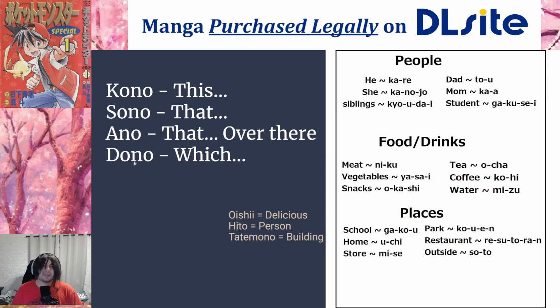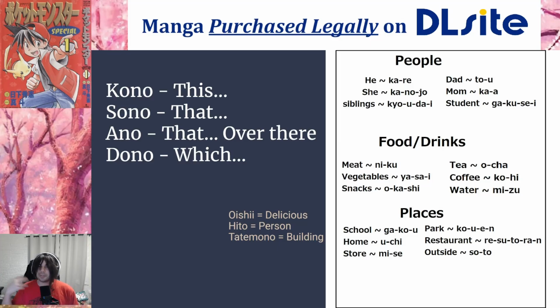Now, once again, do are going to be your question words. So if I want to ask which something, maybe something like, which person is she? So maybe I'm looking for somebody specifically and I don't know which one I'm looking for. Dono hito ga kanojo desu ka? Or da no. Remember, the no particle can turn your sentence into a question as well.